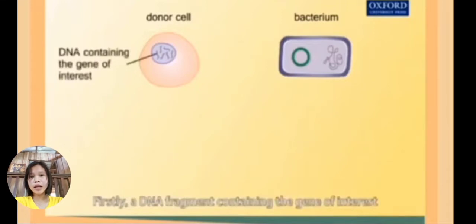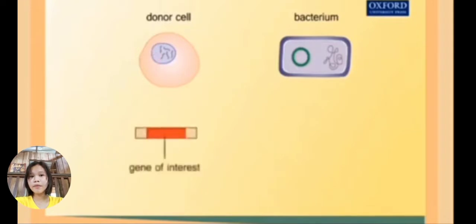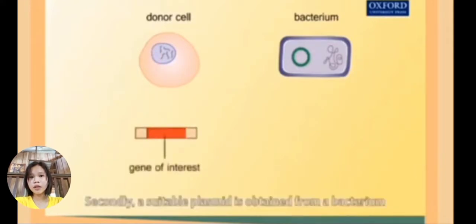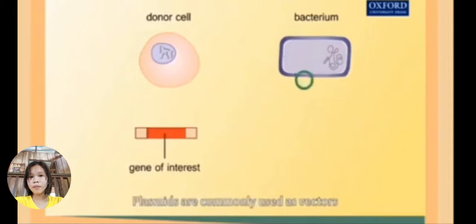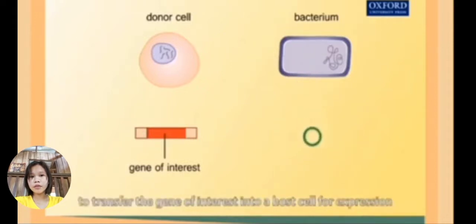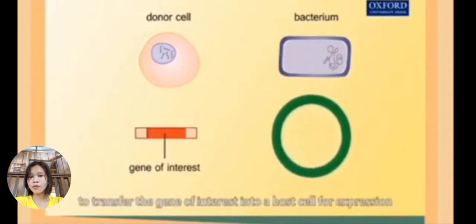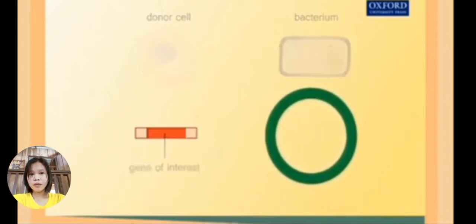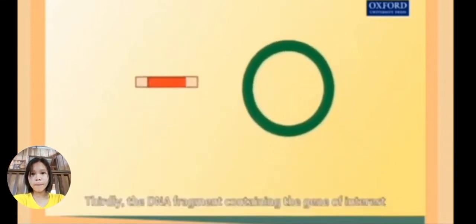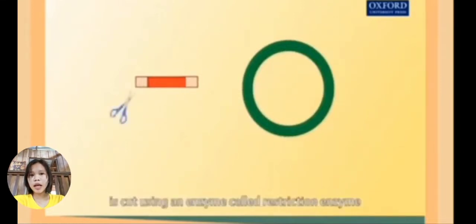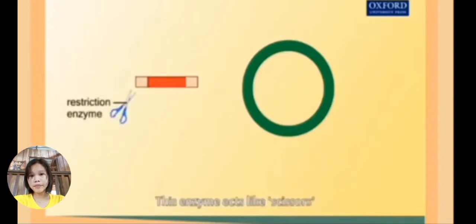Firstly, a DNA fragment containing the gene of interest is obtained from a donor cell. Secondly, a suitable plasmid is obtained from a bacterium. Plasmids are commonly used as vectors to transfer the gene of interest into a host cell for expression. Thirdly, the DNA fragment containing the gene of interest is cut using an enzyme called restriction enzyme.